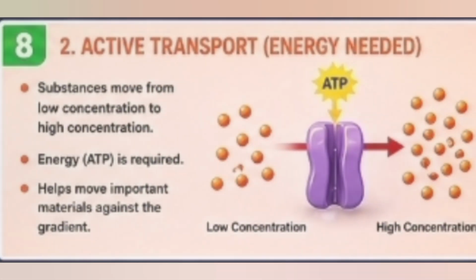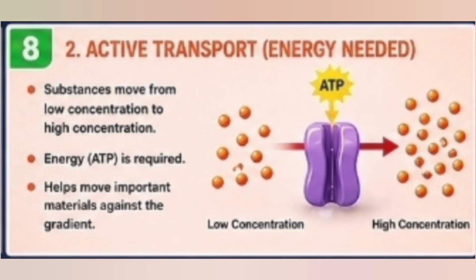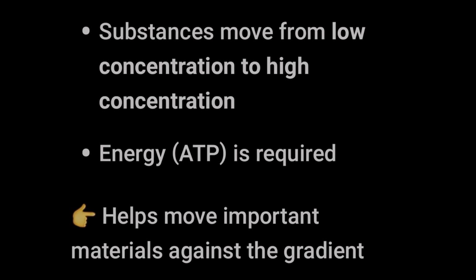Second, active transport means energy is required. Substances move from low concentration to high concentration. Energy means ATP is required. It helps to move important materials against the gradient.